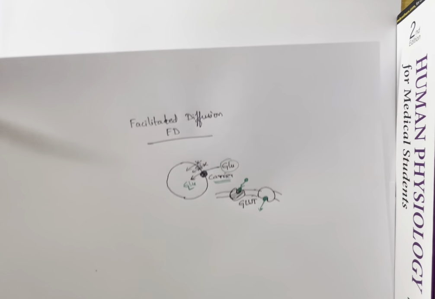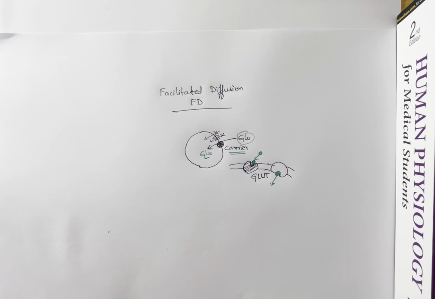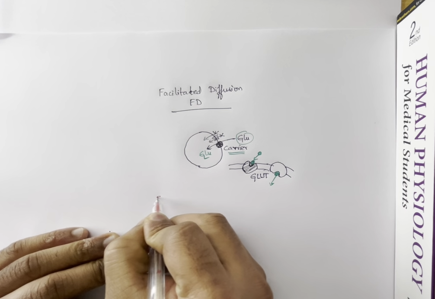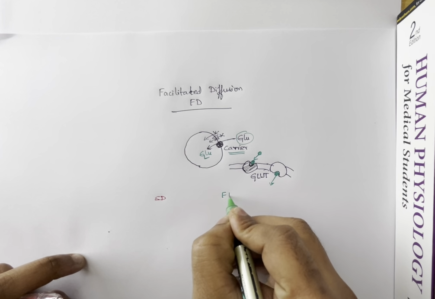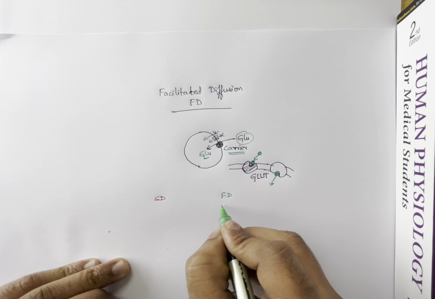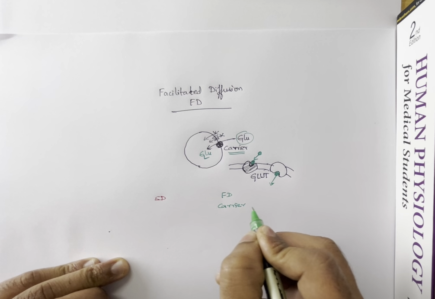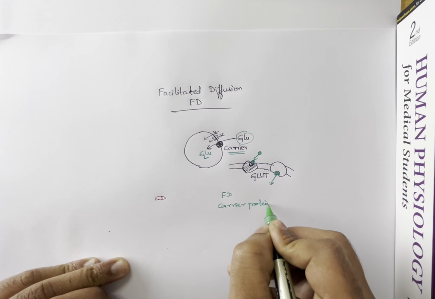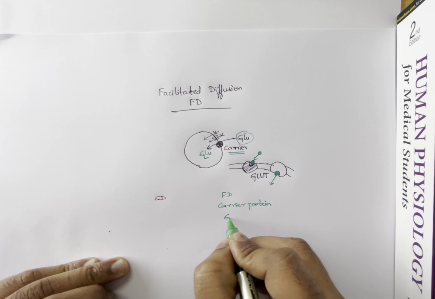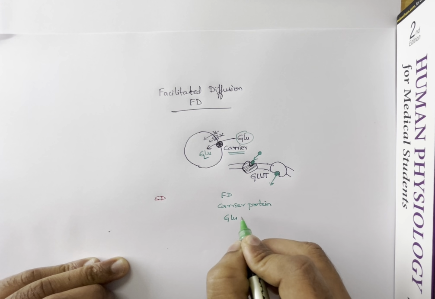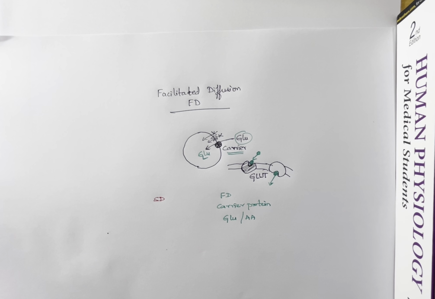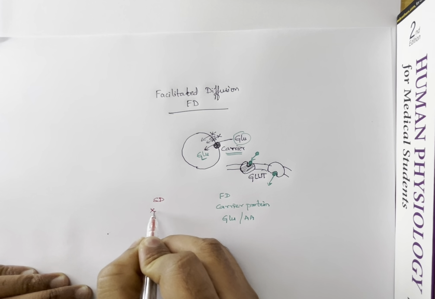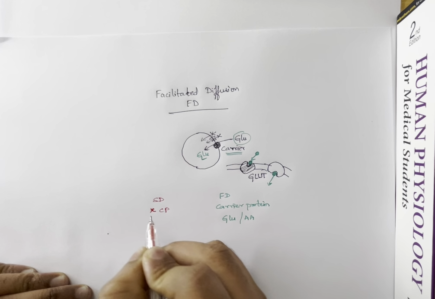What are the differences between simple diffusion and facilitated diffusion? Here we have simple diffusion, and here we'll put facilitated diffusion. Facilitated diffusion is facilitated by carrier proteins, and examples are glucose transport or amino acid transport, substances binding to carrier protein. In simple diffusion, there won't be any role of carrier protein. Carrier proteins have no role here.